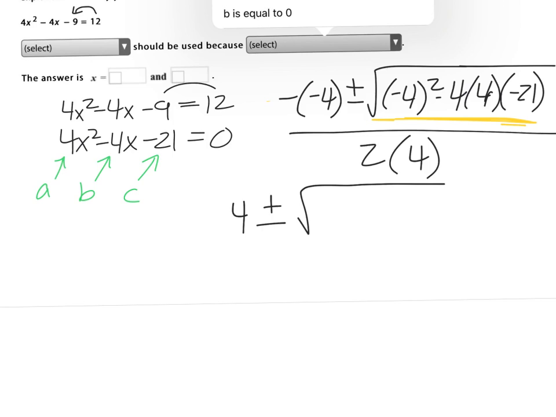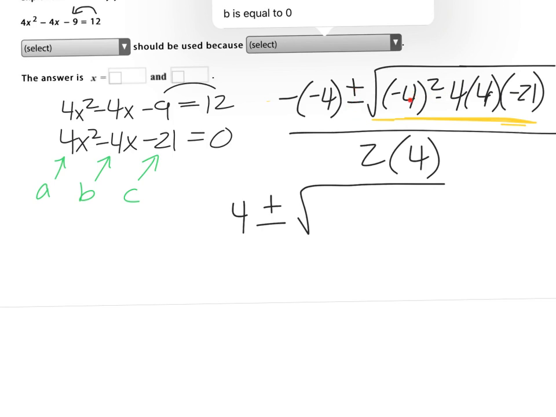If it's 0, there is no plus or minus 0. That means there would only be one solution. If this is negative, you can't take the square root of a negative. Therefore, there are no solutions. But if this is some positive number, then you have a plus case and a minus case. So there are 2 solutions.